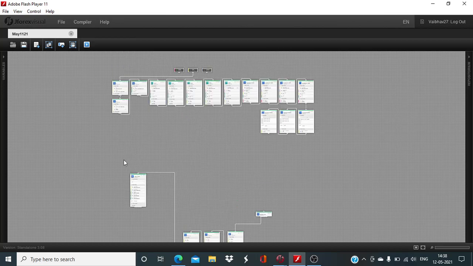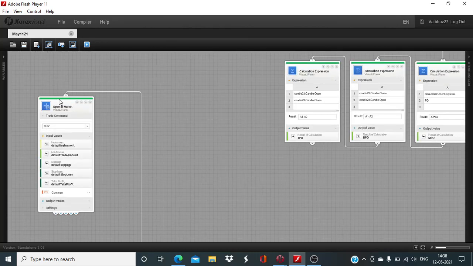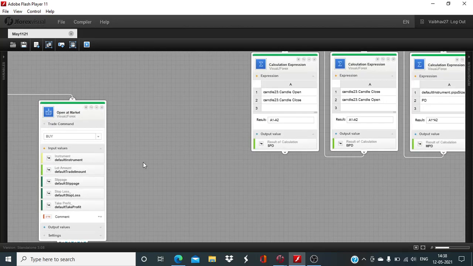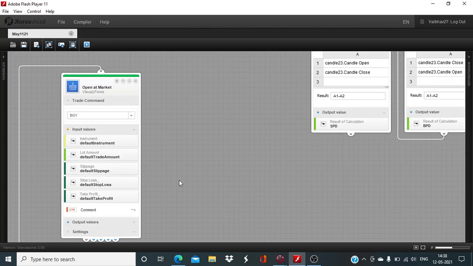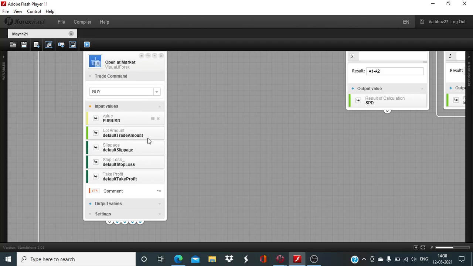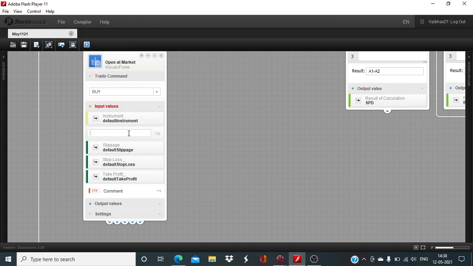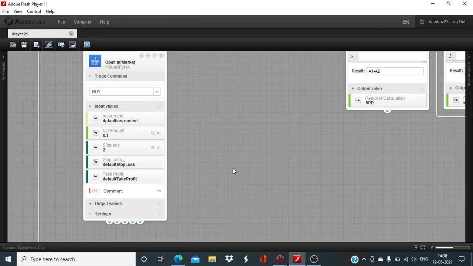And for defining of the stop loss and take profit, we will use a dynamic setup. We will simply take twice of the last 15-minute candle open and candle difference as the stop loss, and twice of the stop loss as the take profit. Before the instrument will remain as it is. That amount I will change to 0.1 million. Slippage will be changed to 2 pips.